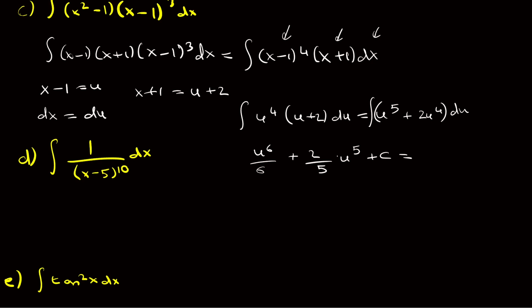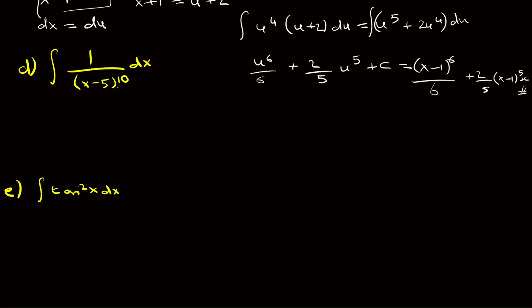The issue is I don't know what u is. This is something I created. In the problem, there's no u, so we need to substitute this back. x minus 1 to the sixth power over 6 plus 2/5 times x minus 1 to the fifth power plus c is my answer.